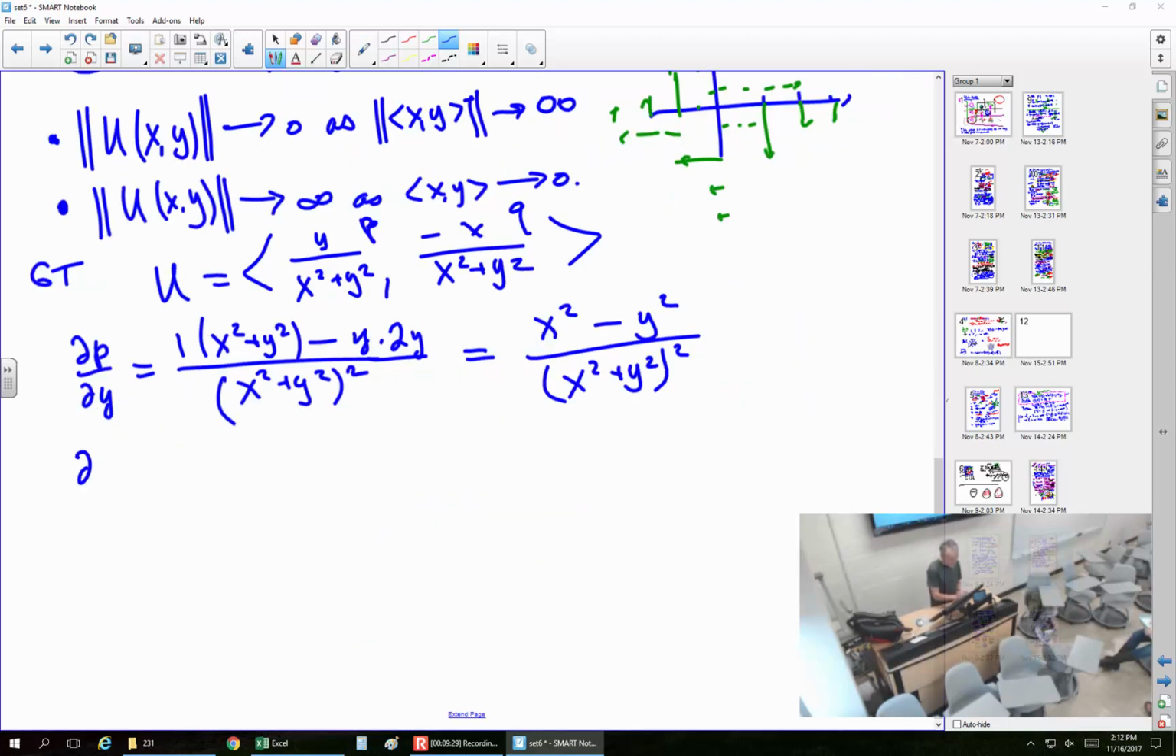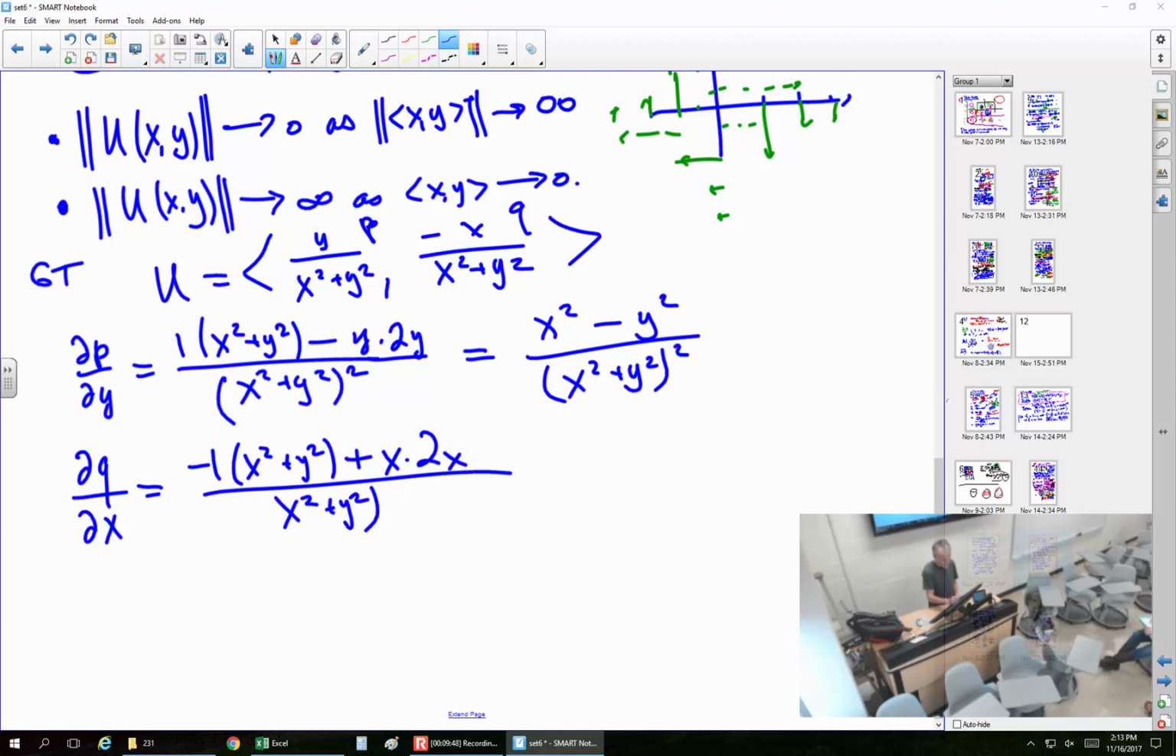Okay, and now I do the other one, dq dx. Everything is similar except minus sign in the beginning, so I'll have negative 1 times x squared plus y squared, plus x times the derivative of the denominator, which is 2x, over x squared plus y squared squared. And then this gives me once again x squared minus y squared. They're equal.